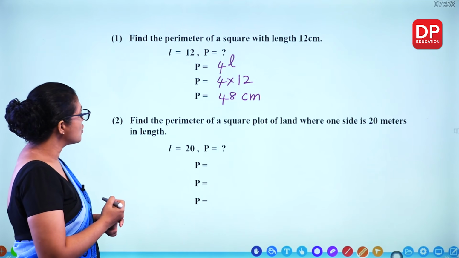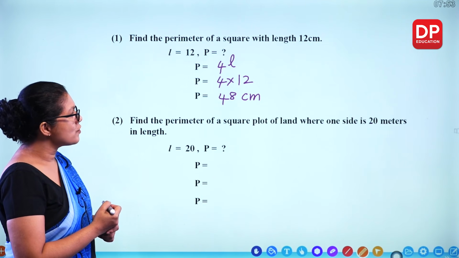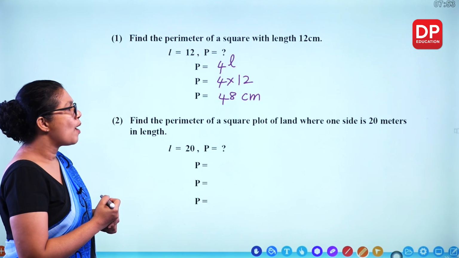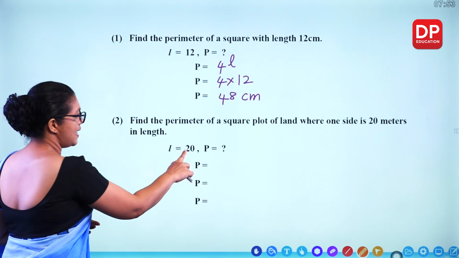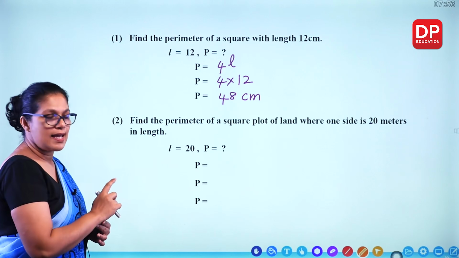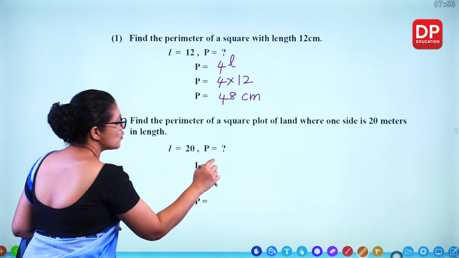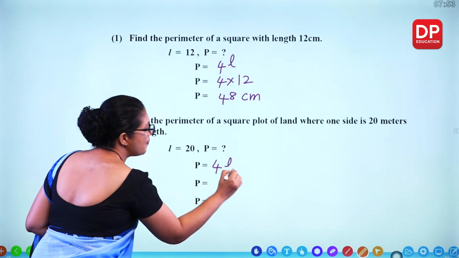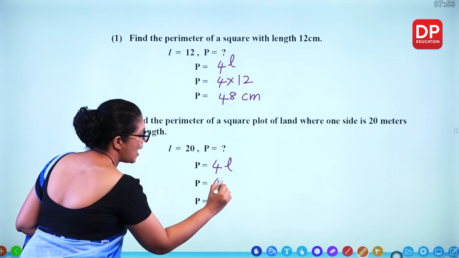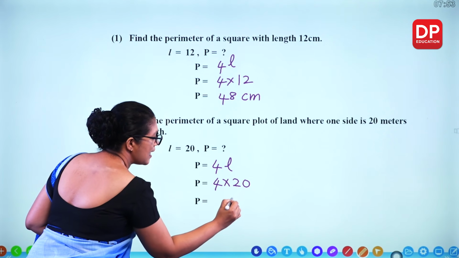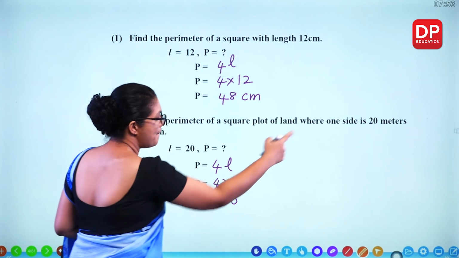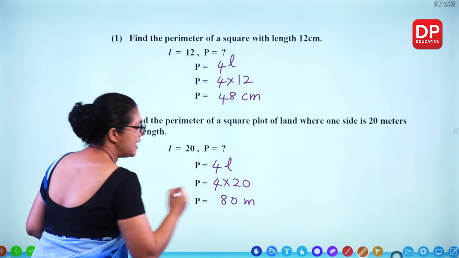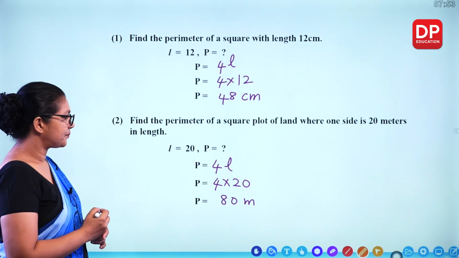Look at the second question. Find the perimeter of a square plot of land where one side is 20 meters. L is 20. P we need to find. So you can use the formula 4L. 4 times 20, that's 80. What's the unit? Meters. So we can put 80 meters.